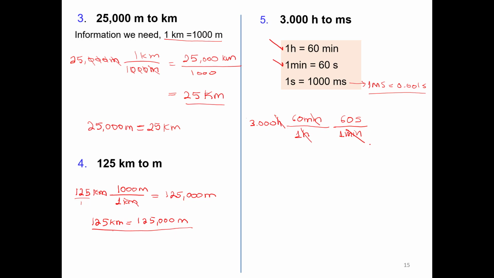But we don't want the answer in seconds. We want the answer in milliseconds, and we will use the last conversion factor, which is 1 second, 1,000 milliseconds. As the seconds cancel out, now the answer is in milliseconds. This is the unit we want. Now, we solve this just the way we multiply fractions: numerator with numerator and denominator with denominator. We will do the same.